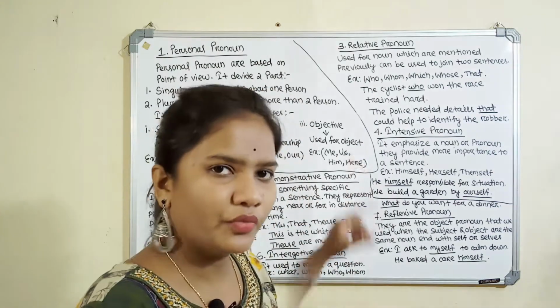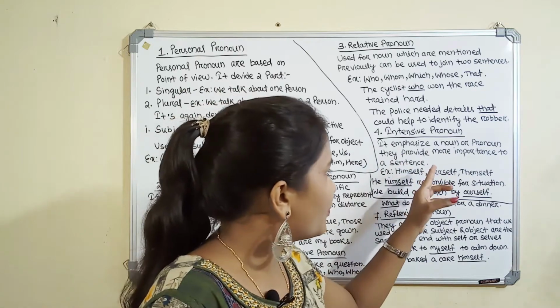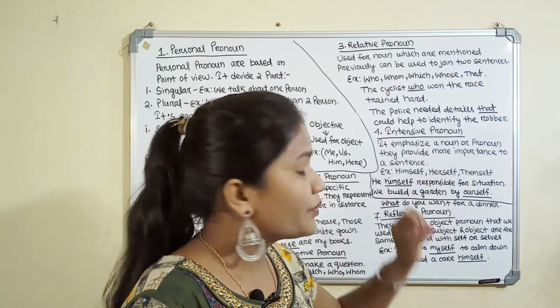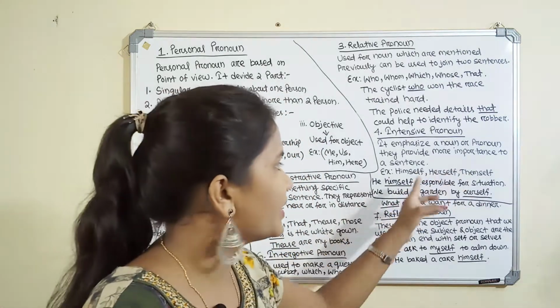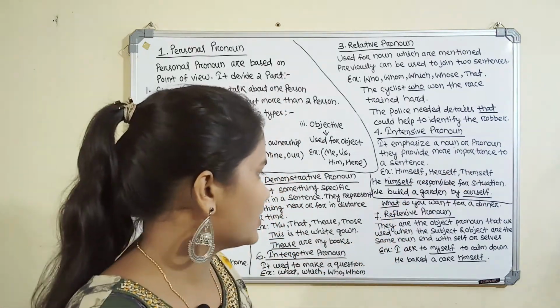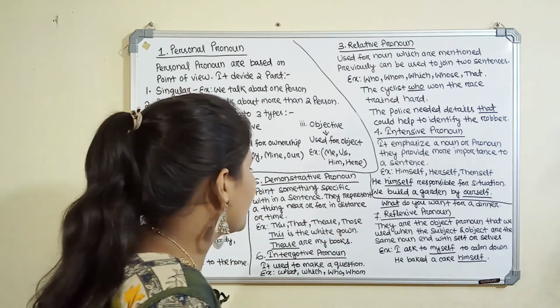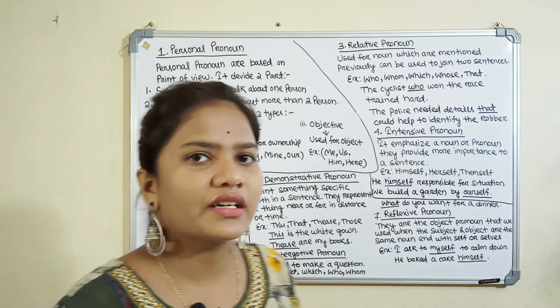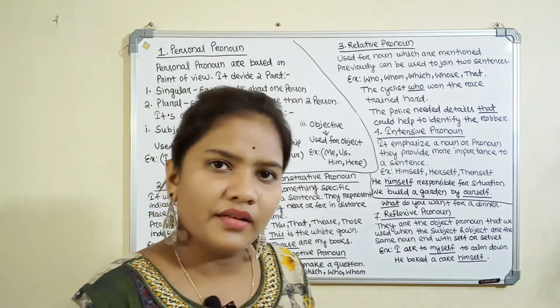Then we moved to the fourth type of pronoun, that is intensive pronoun. Intensive pronoun is a pronoun that provides more importance to the sentence, that is yourself, himself, and themselves. Then we discussed the fifth type of pronoun, that is demonstrative pronoun. Demonstrative pronoun represents near and far distance, like that, these, those. These are the demonstrative pronouns.